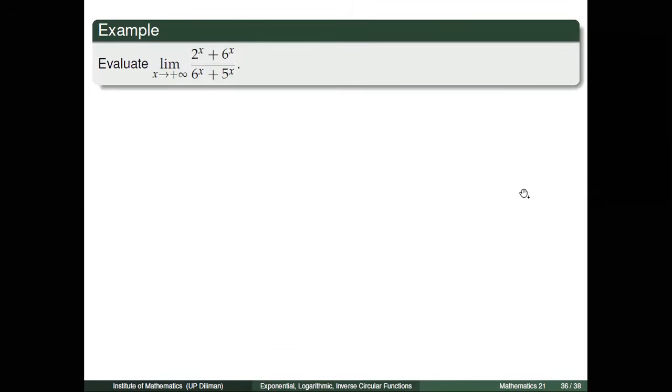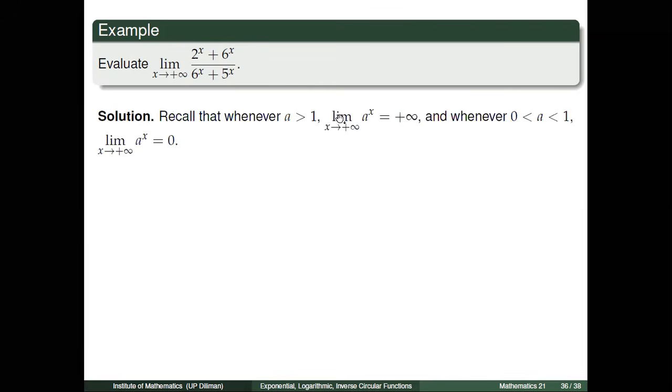Next, let's evaluate the limit of 2 to the x plus 6 to the x over 6 to the x plus 5 to the x as x approaches positive infinity. Due to lack of space for this slide, and I want to keep the solution in just one slide, I will not provide the graphs here anymore, but we'll just recall that when the base of an exponential is greater than 1, the limit of a to the x as x approaches positive infinity is positive infinity. And when the base is less than 1, then this limit is 0. Okay?